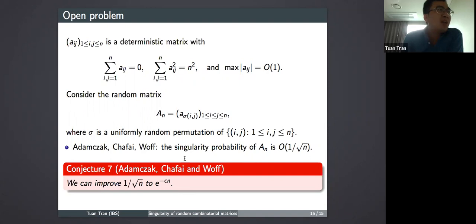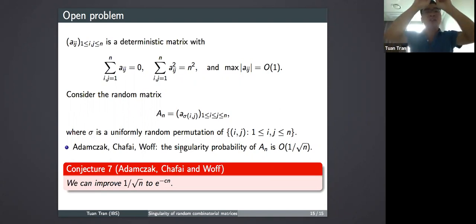Or maybe let me mention one more application. This month, Tuan Tran and Shawnee used the tool which I have developed to prove that the singularity probability of another model of random matrix is exponentially small. And the model they consider is a little bit more natural than the one which I studied.